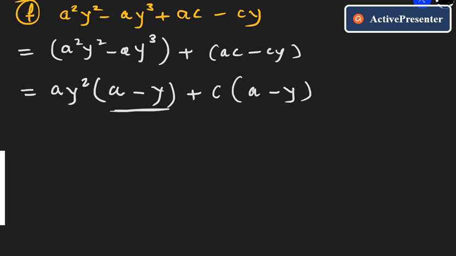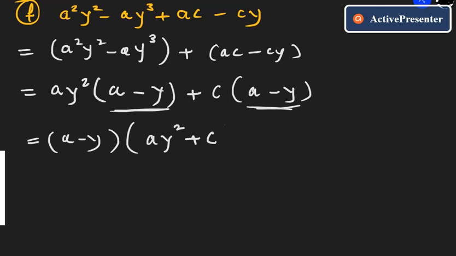We have now the greatest common factor as a minus y, so take it aside. If you take a minus y as the greatest common factor, you would be left with ay squared plus c, and your factorization is done for this.